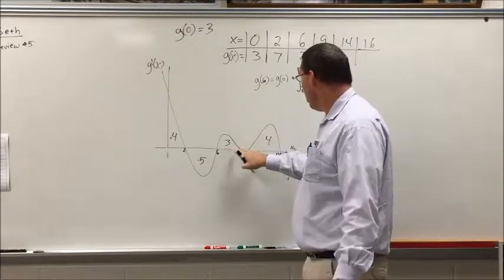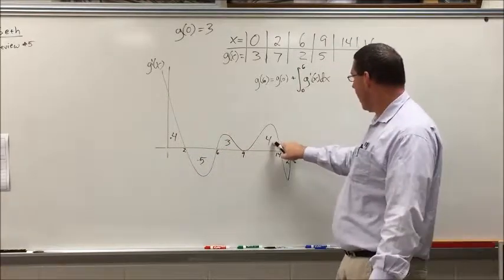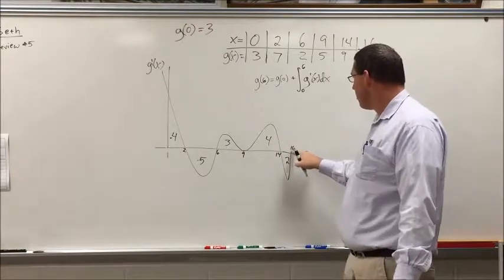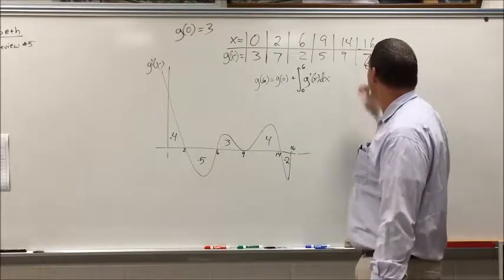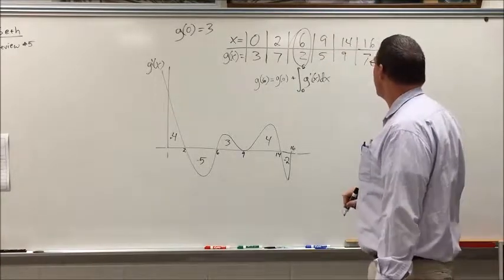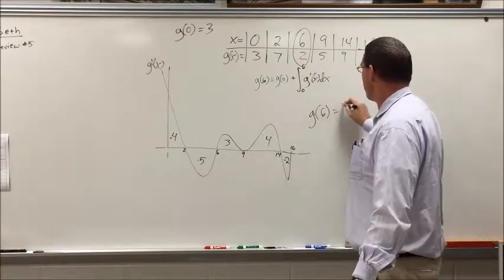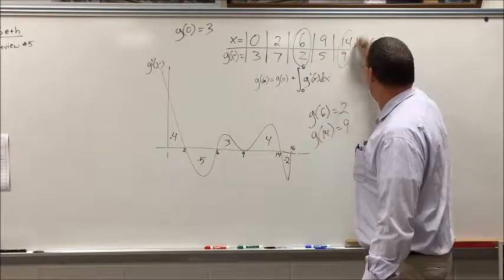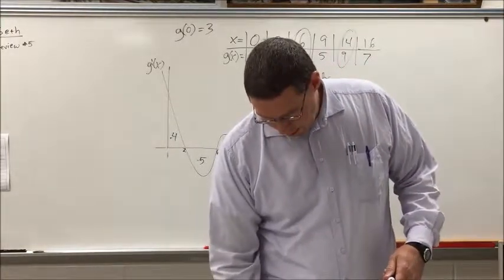Then for 14, once we get to 9 the accumulated value is 5, and then we add 4 more, so that's 9. And from 14 to 16, we accumulate a negative 2, so 9 goes down to 7. Now our absolute minimum is at 6: g of 6 equals 2 is the absolute minimum, and g of 14 equals 9 is the absolute maximum. Okay. All right.